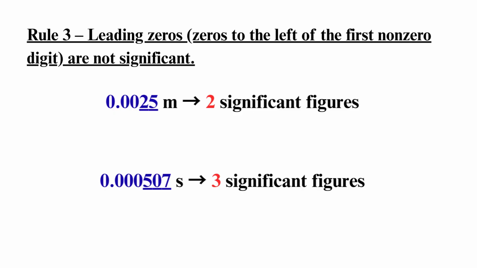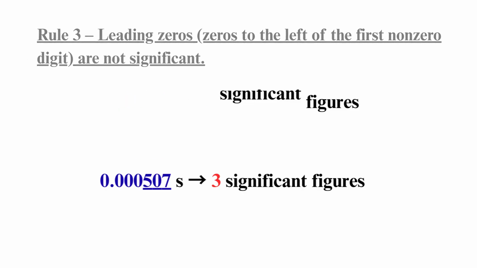For example, a length recorded as 0.0025 meters contains 2 significant figures, the digits 2 and 5, while the leading zeros are ignored. Similarly, a time measurement of 0.000507 seconds has 3 significant figures, with the zeros before the 5 not contributing to the measurement's precision.